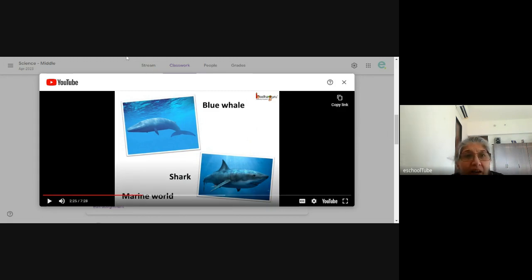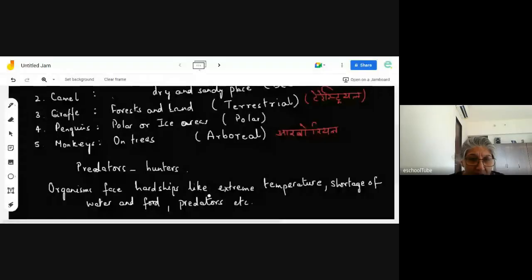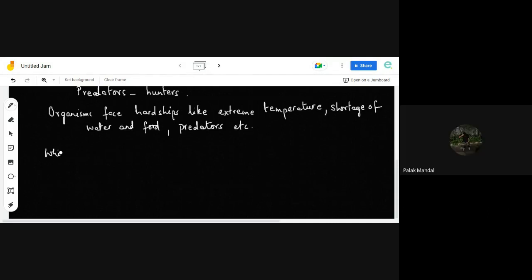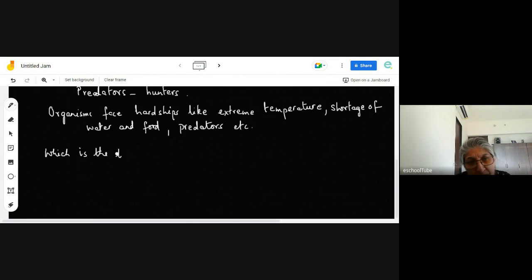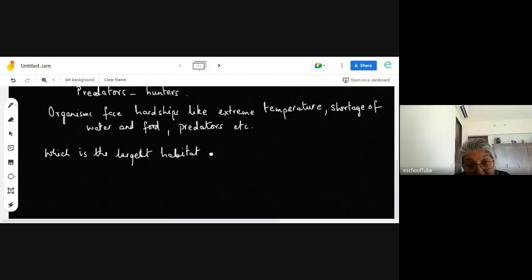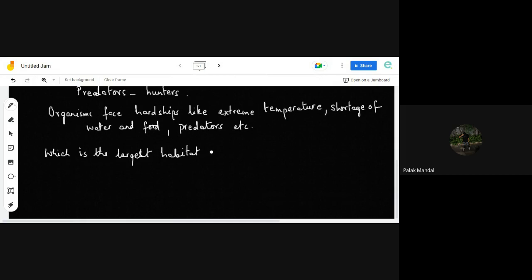Okay. Now, whose turn is it? Yes, ma'am. My turn. So tell me, which is the largest habitat on Earth? Aquatic habitat. How big is it? It is very large. How large? Two-thirds of the marine creation.